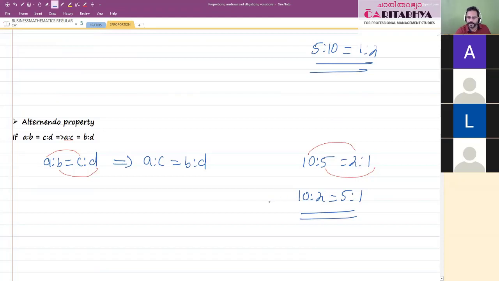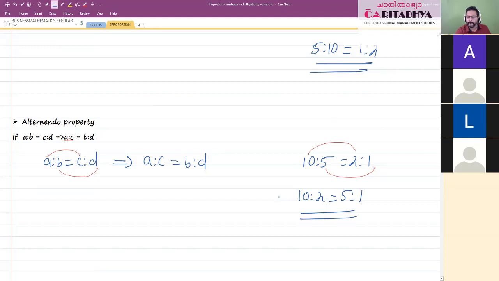So A is to B equal to C is to D. That implies alternando property: A is to C is equal to B is to D.